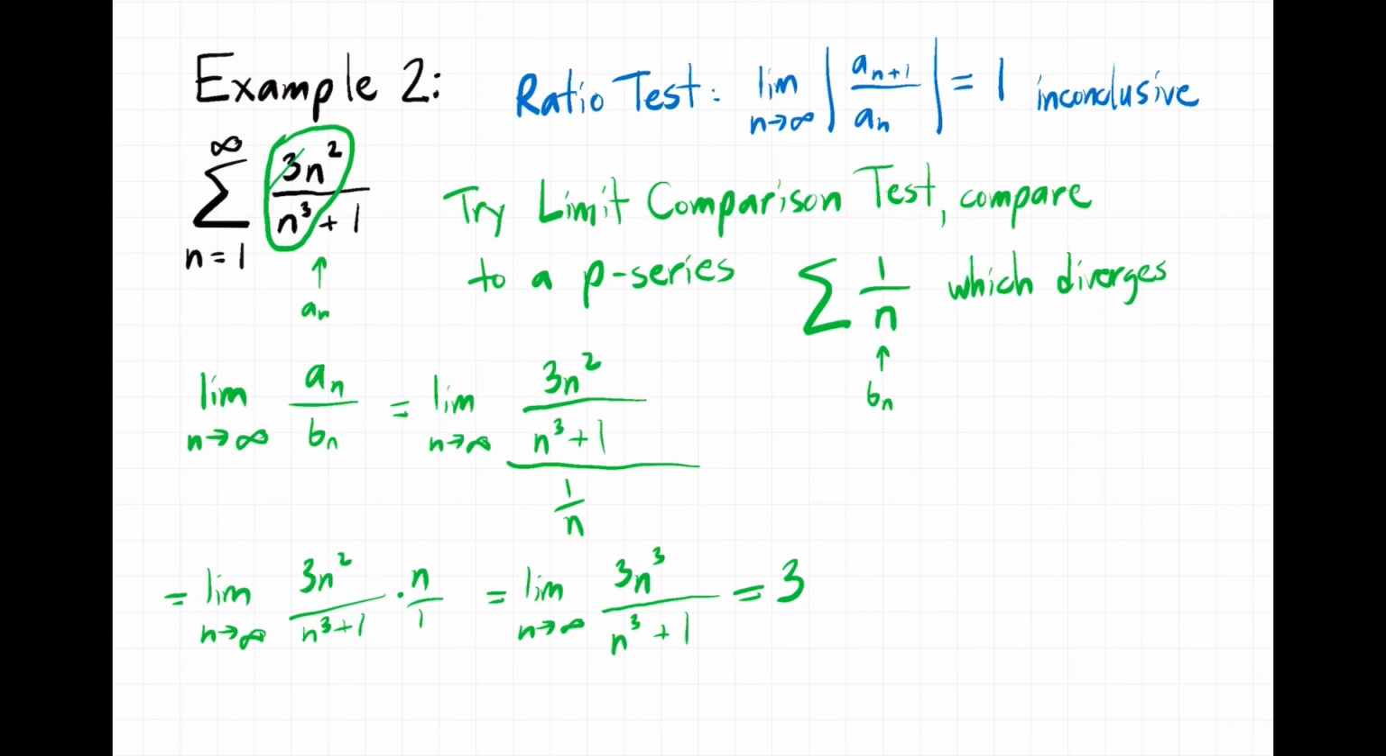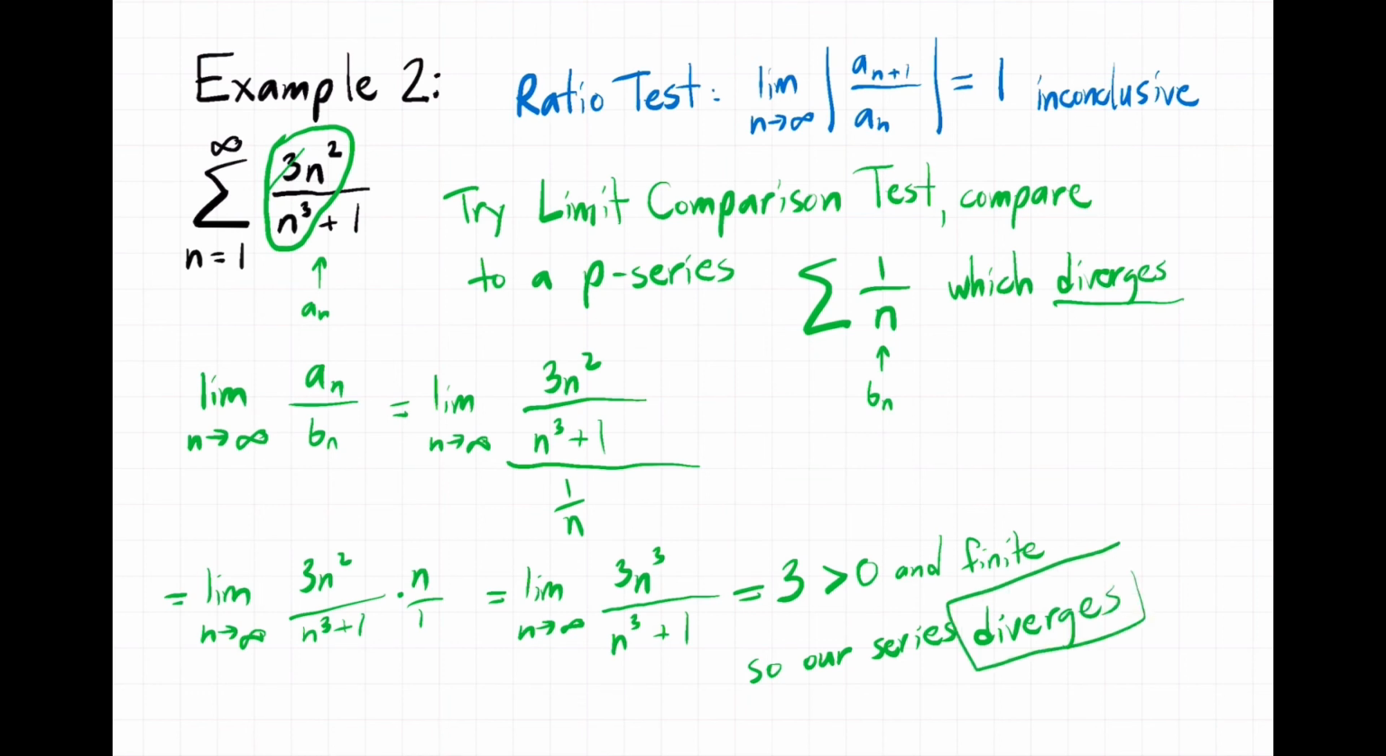That is, if the series we're comparing to converges, then our series converges. And if the series we're comparing to diverges, then our series diverges. So since this is finite and greater than 0, and since the harmonic series that we're comparing to diverges, we know that our series also diverges. And we're done.